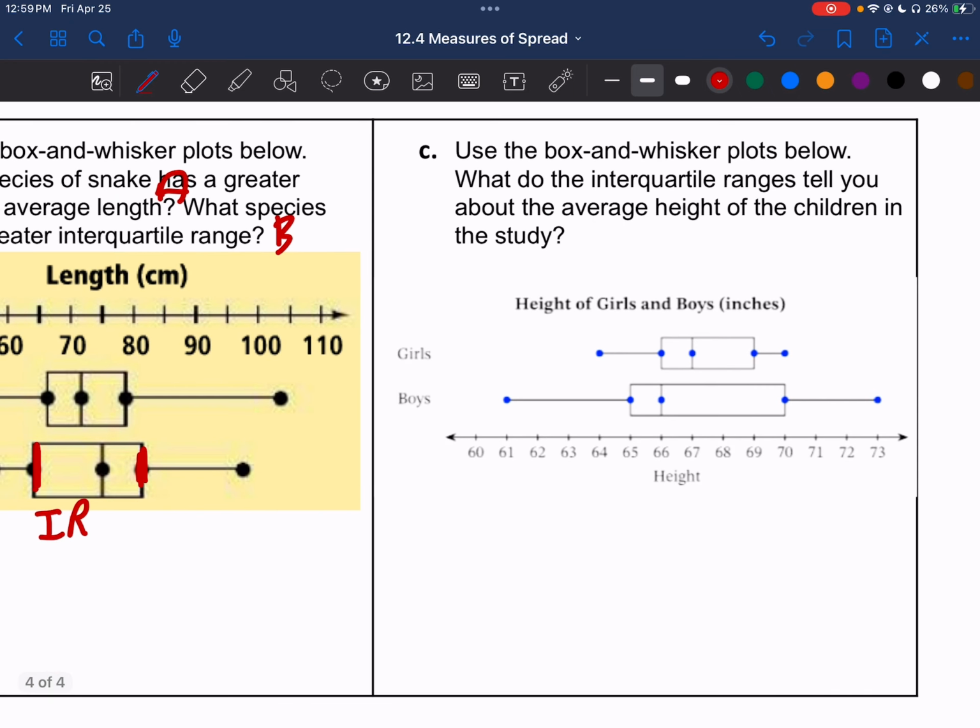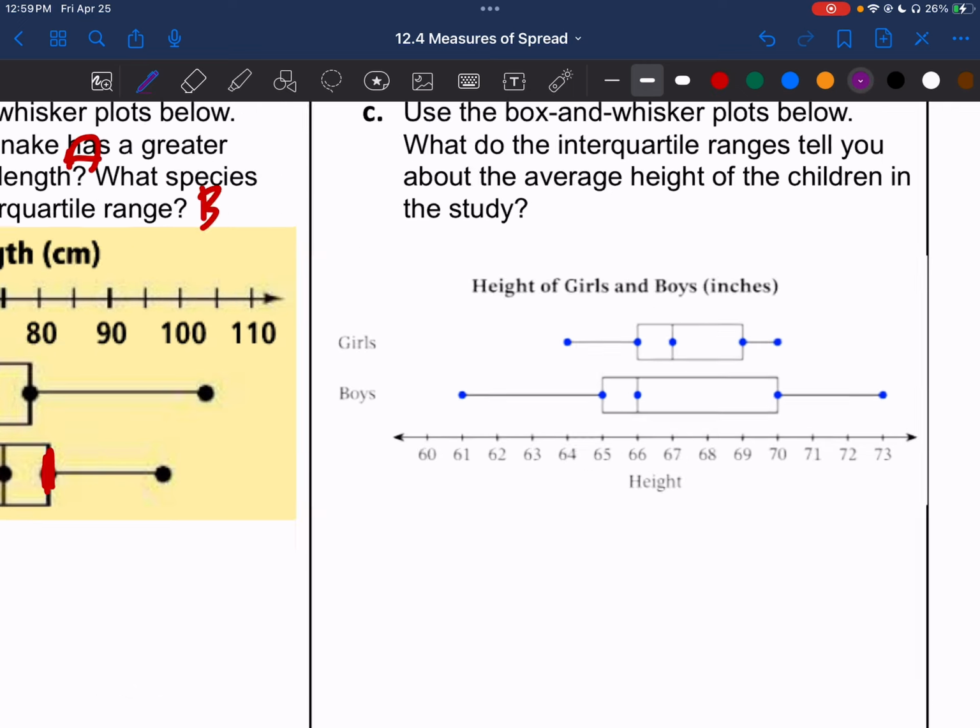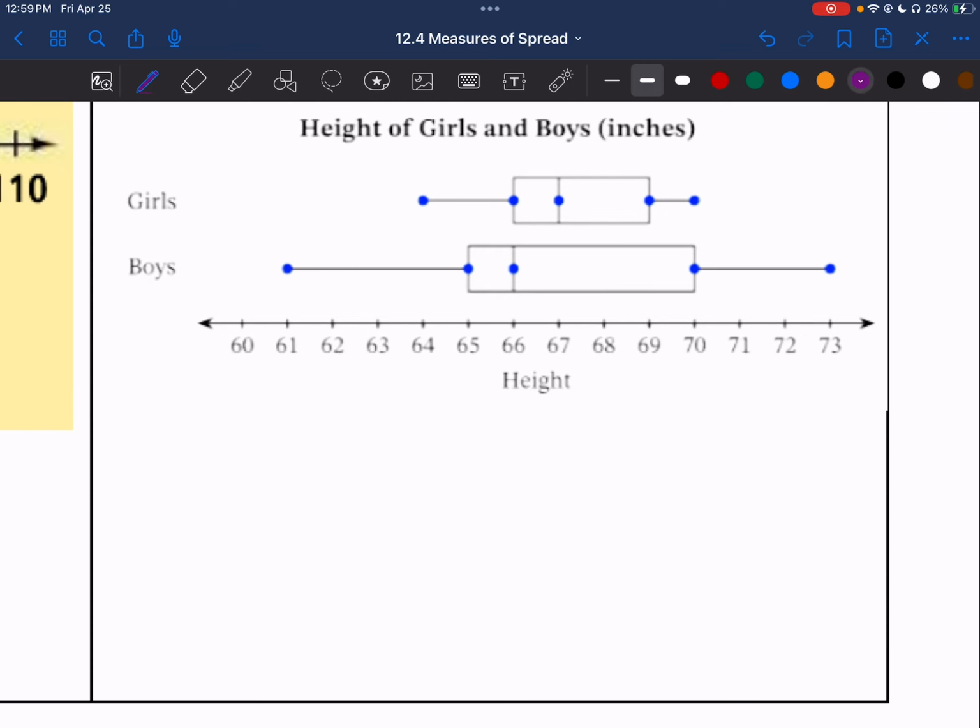And use the box and whisker plots below. What does the interquartile range tell you about the average height of children in the study? So what does it tell us? Well, we see that we've got height of girls and heights of boys. Boys have a much, much bigger range of values. They also have a bigger interquartile range, right? It's a big spread for boys. Girls are much more compact in terms of their height distributions.